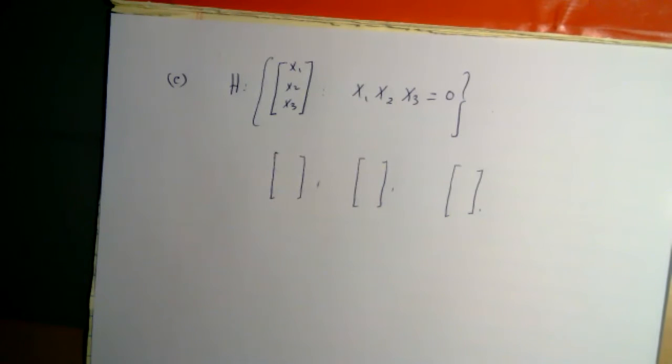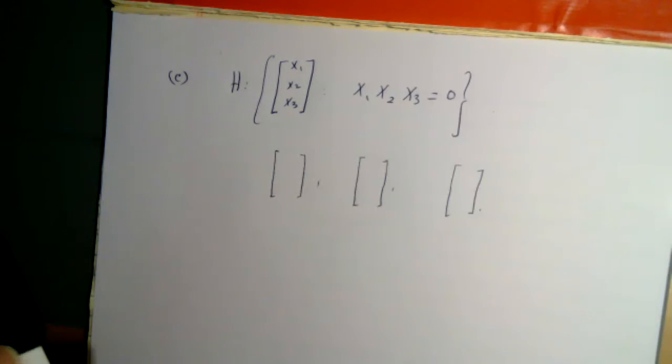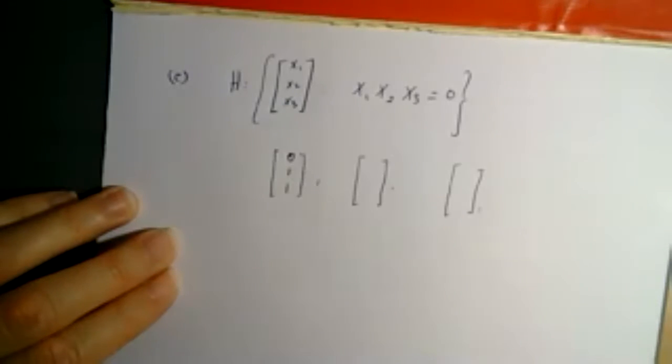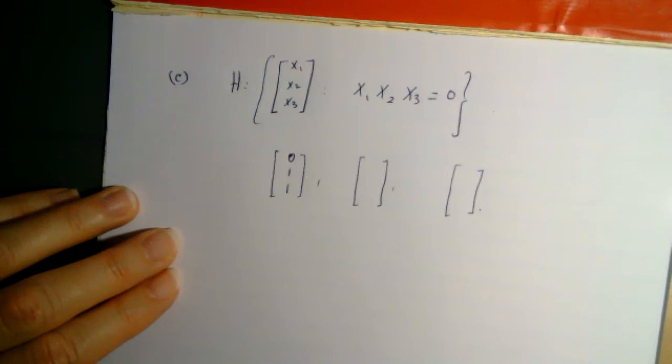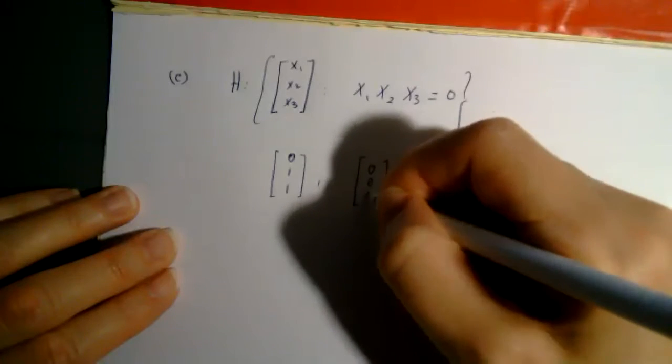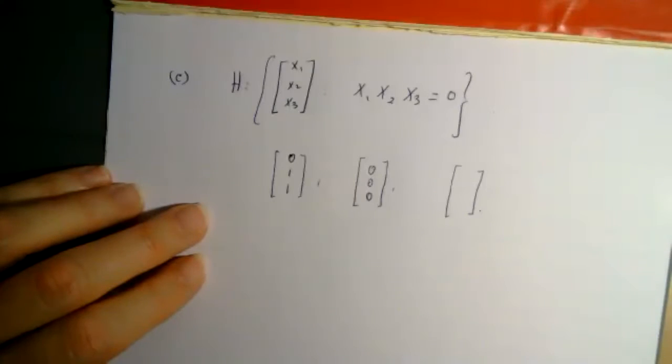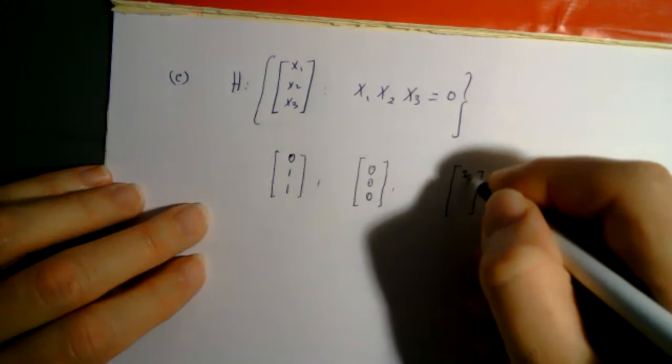Okay, who can give me a vector in H? (0, 1, 1). (0, 1, 1), that's a vector. Okay, anybody else? The 0 vector? The 0 vector, absolutely it is in it. We're going to have to check that again and again. Anything else? (2, 1, 0). (2, 1, 0).